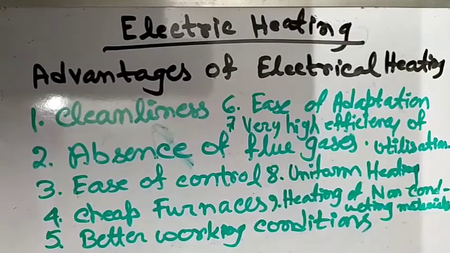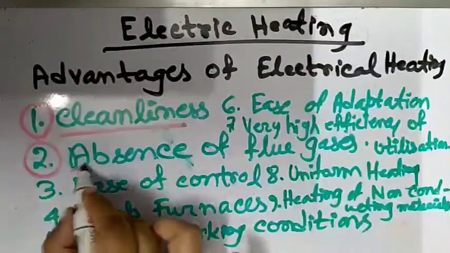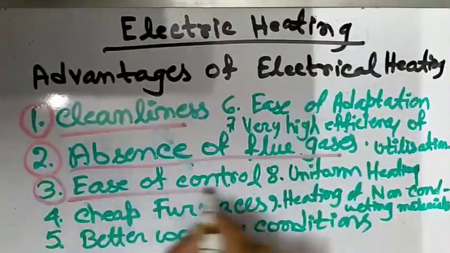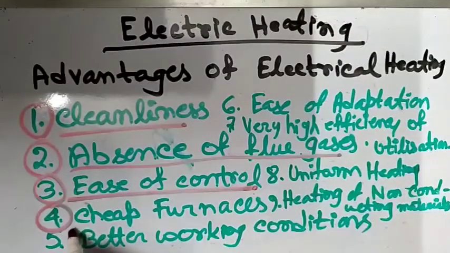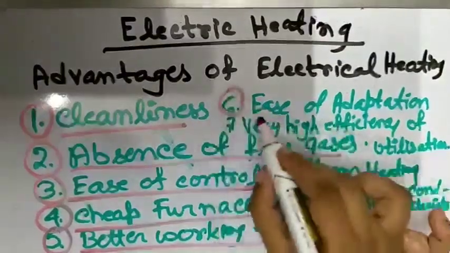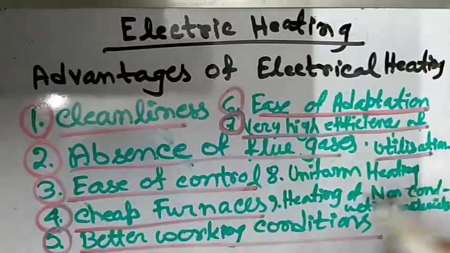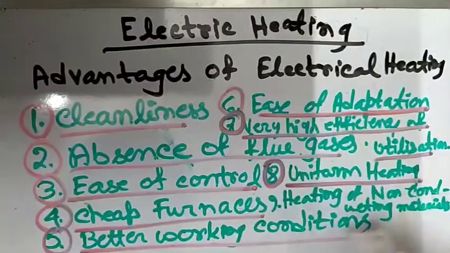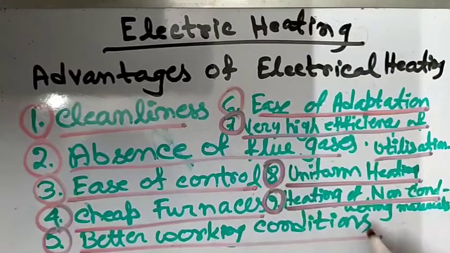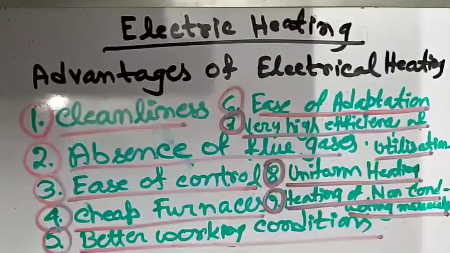Okay, so first advantage is cleanliness, second is absence of flue gases, third is ease of control, fourth one is cheap furnaces, fifth one is better working conditions, then ease of adaptation, next advantage very high efficiency of utilization, next advantage is uniform heating, next advantage is heating of non-conducting materials. So these are the 9 advantages of electrical heating. Okay, next we discuss about different types of heating methods.